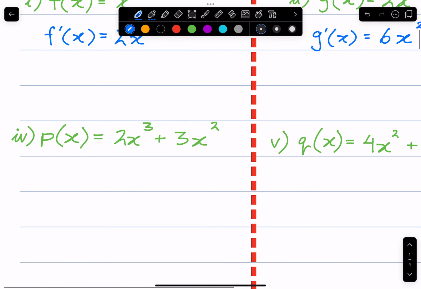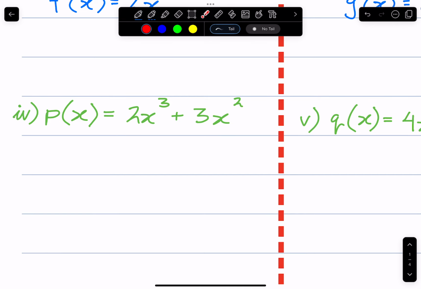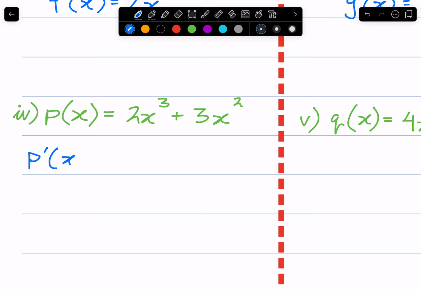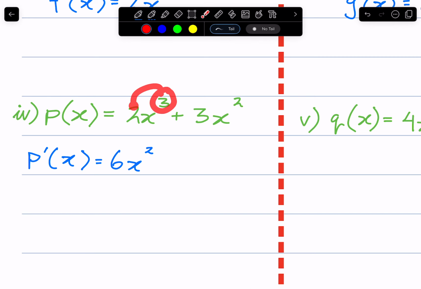So let's keep going. If there are multiple expressions just separated by a sum or a difference, it's just individual applications of the power rule to each of these expressions. So p prime of x is going to give us 6x squared. So taking the power, 2 times 3 is 6, 3 minus 1 is 2. So that's just the derivative of this first term.